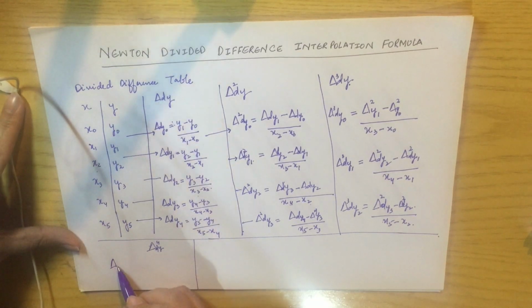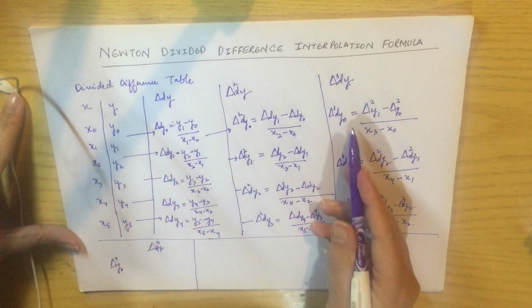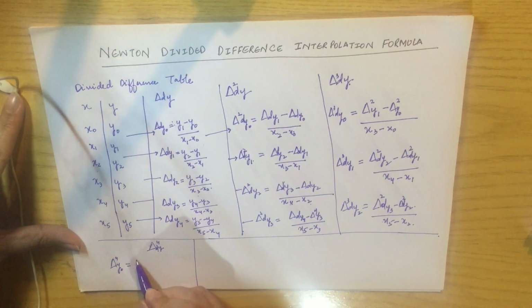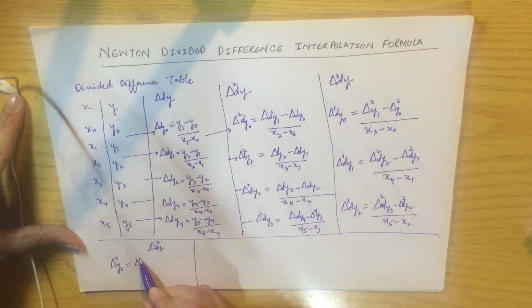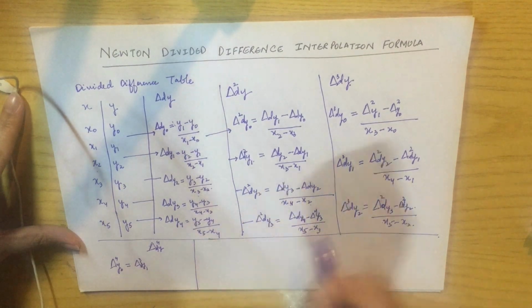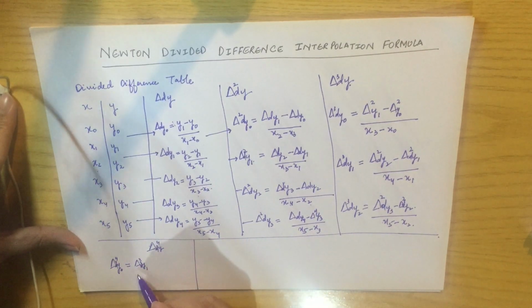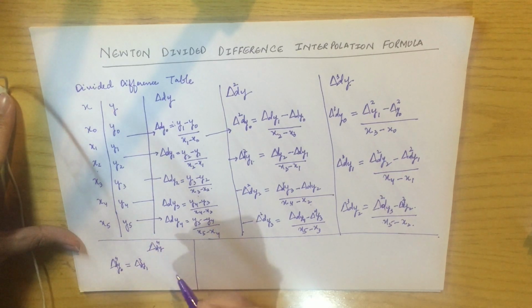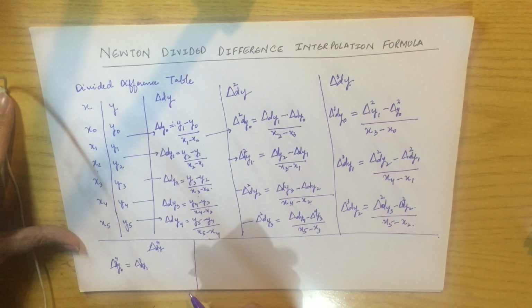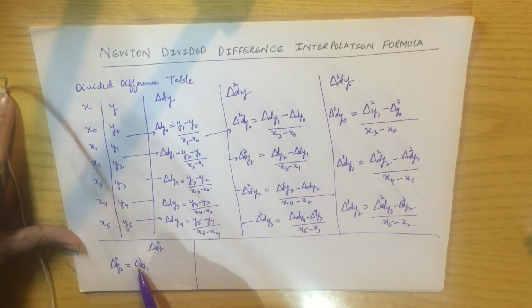That will be equal to delta 3 d y1... I am writing delta d because this is Newton's divided difference, so that it will not match with Newton's forward difference interpolation, because we also have Newton's forward interpolation and Newton's backward interpolation. Those interpolations are used for equally distributed intervals. As here we are doing Newton's divided difference interpolation, that's why I am using delta d.